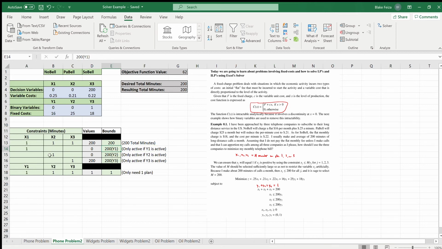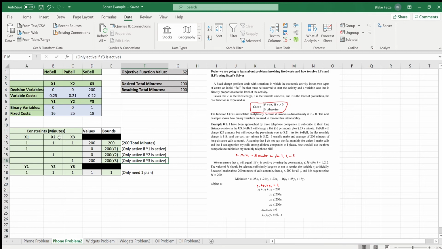And then for x2, we're going to have it less than or equal to 200 y2 for the minutes. And then same thing for x3: x3 is less than or equal to 200 times y3, again, only if that y3 plant is active. If not, this will be 0, and these are going to be bounded to 0. And then finally, our binary constraint: y1 plus y2 plus y3 is equal to 1 here, because we only need one plant, as I mentioned before.